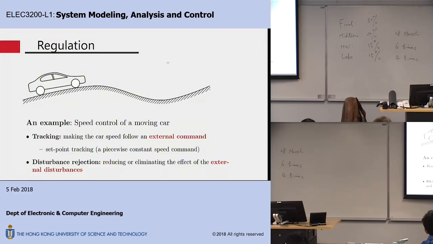What do we need to do? Again, this car is a plant. The human driver is the controller. The speed instruction is an external instruction. We have an external command. So the external command says, okay, at this segment you drive 100 kilometers per hour. At that segment you drive like 80 kilometers per hour. So this command can change with time. Typically it changes in a piecewise constant way.